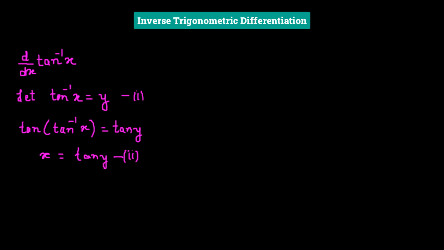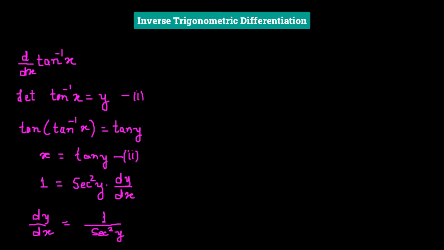Now we're going to differentiate equation number 2 on both sides with respect to x. So the differentiation of x with respect to x is going to be equal to 1, and the derivative of the tangent function is secant squared y. Now since we're finding the differentiation of a function of y with respect to x, we're going to use the chain rule, and that's going to give us dy over dx. So we get dy over dx equals 1 over secant squared y.